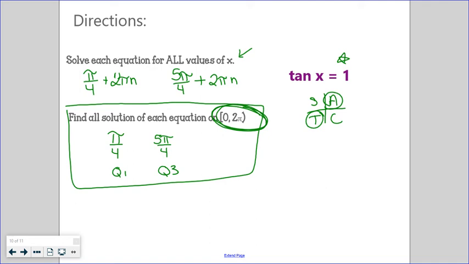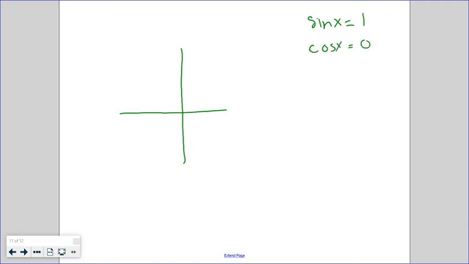There's one last thing I want to leave you with here before we go, is just a reminder that they can also fall on an axis. So this would be times when we have a question like, when is the sine of x equal to 1, or when is the cosine of x equal to 0? Things like that would put us on an axis.